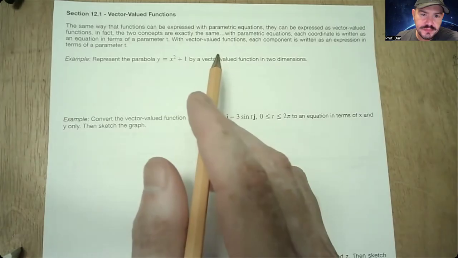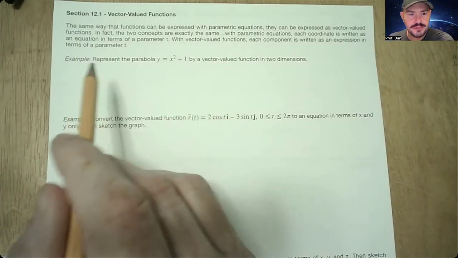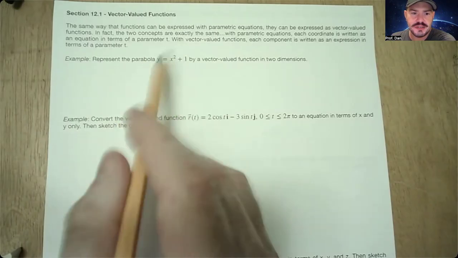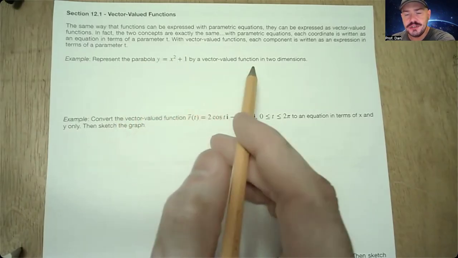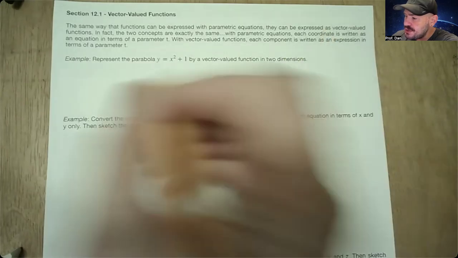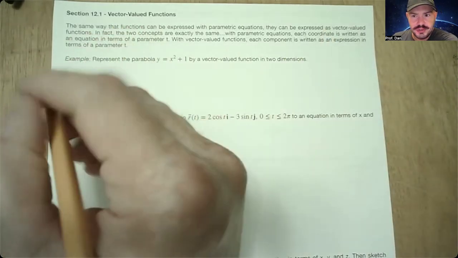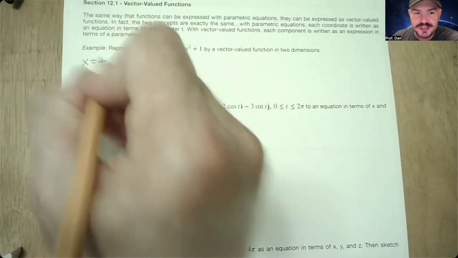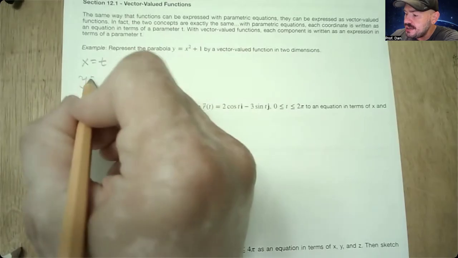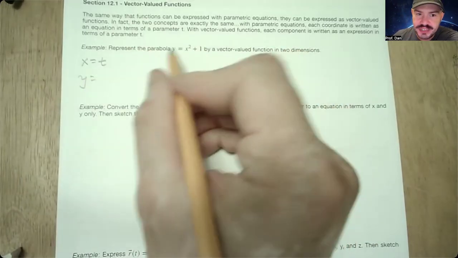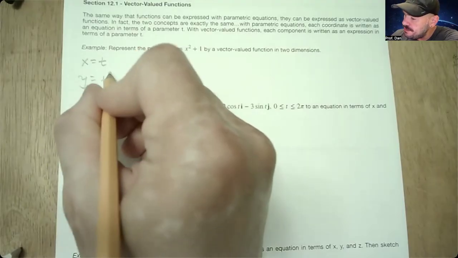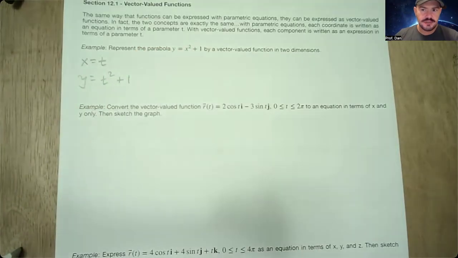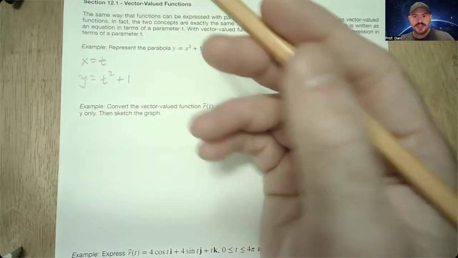So to illustrate this idea, let's look at that first example. Represent the parabola given by that equation using a vector valued function in 2 dimensions. So first what I'm going to do is write out what I would put for parametric equations, right? Easiest way to do this would be to let x be t. And then y is just t squared plus 1 because x is t. So writing our function out as parametric equations would look like that.